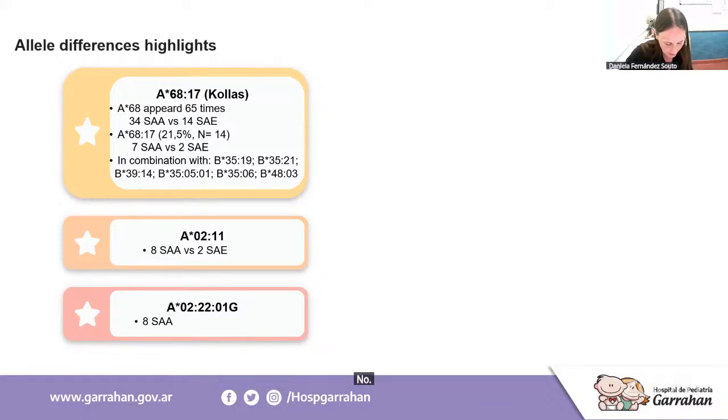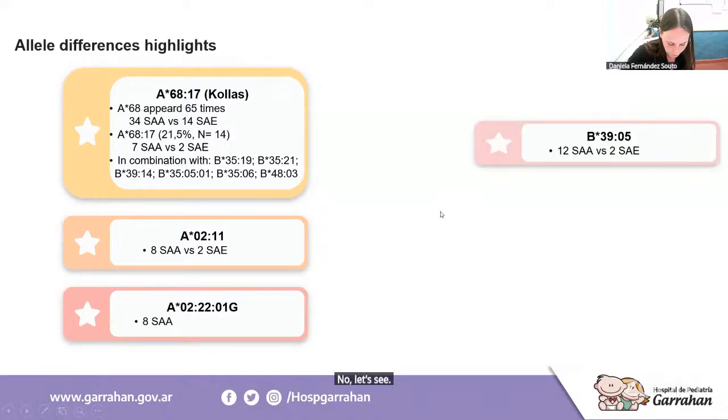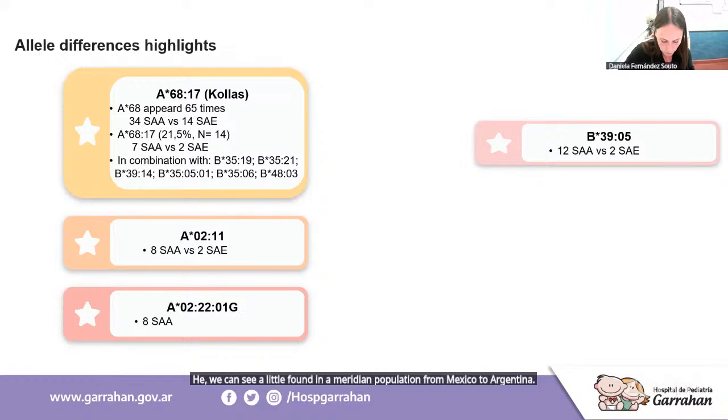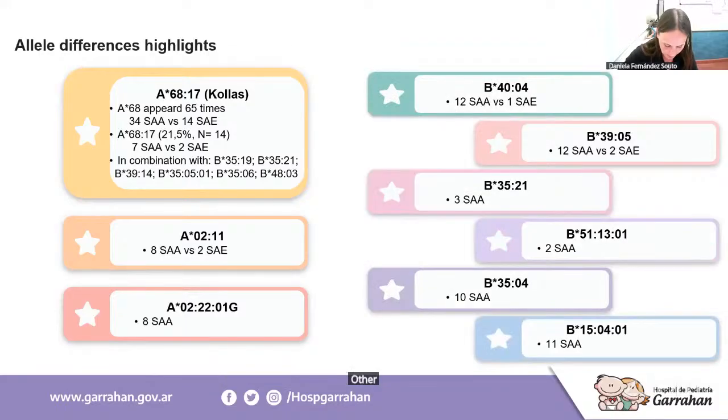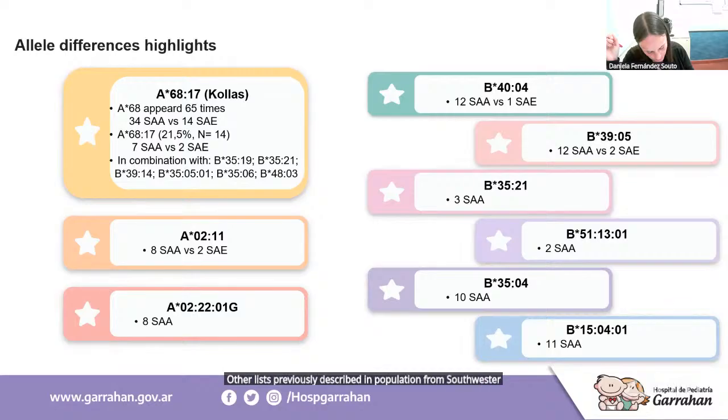Now, let's shift to the B locus. Here we can see an allele commonly found in Amerindian populations from Mexico to Argentina. It appears 12 times in the Amerindian group and only 2 times in the European group. Other alleles previously described in populations from southwestern Brazil and northwestern Argentina were also seen more frequently in Amerindian groups.